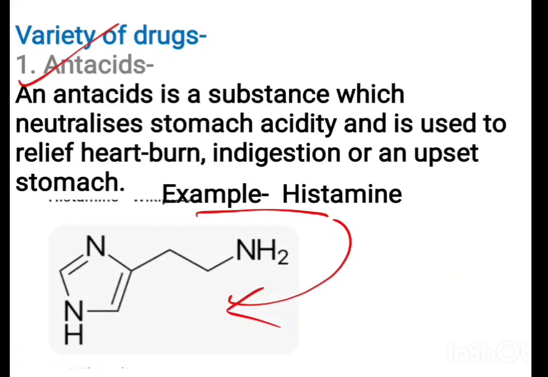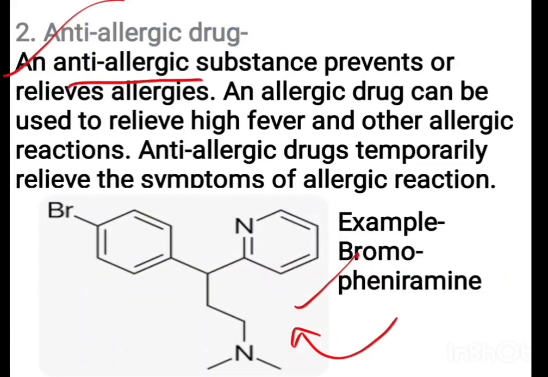First one, antacid. Antacid is used to neutralize stomach acidity. If stomach acidity is high, and due to this we face heartburn, indigestion or upset stomach, we have to use antacid. As for example, histamine. Anti-allergic drugs prevent or relieve allergies, and also relieve high fever and other allergic reactions. Anti-allergic drugs temporarily relieve the symptoms of allergic reaction. As for example, brompheniramine.